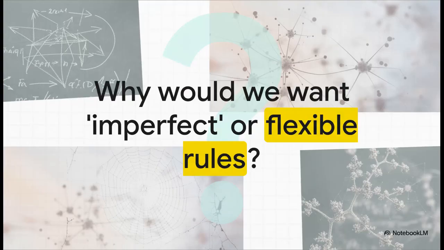Now, I know what you might be thinking. This seems kind of strange at first, right? Why would we want to weaken a core rule like associativity? Isn't that just making things messy and imprecise? Well, it turns out that this flexibility is absolutely crucial for modeling the way real, messy, complex systems actually behave.